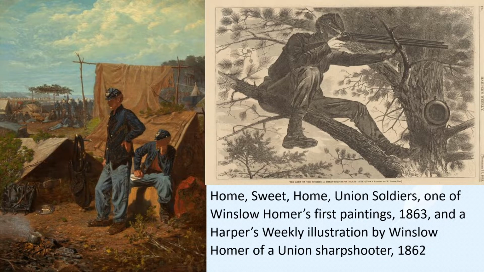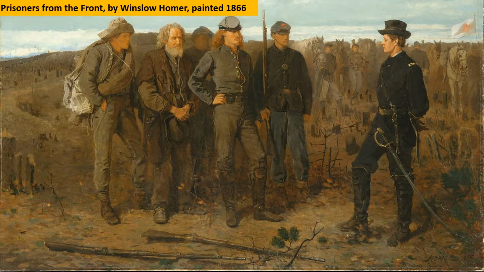His illustration for Harper's shows how precariously perched the Union sharpshooter is. His painting of prisoners at the front show guns on the ground that are within reach of the prisoners, who are not restrained and who do not reach for the weapons. Perhaps these soldiers are tired of fighting. Perhaps they know they would be better fed as Northern POWs than as Confederate soldiers.